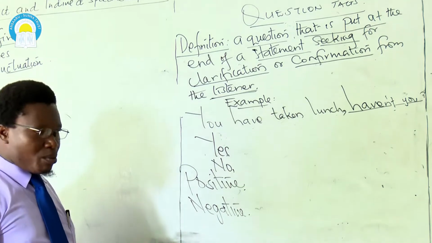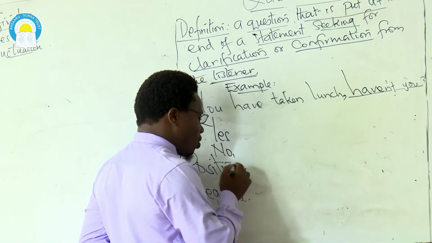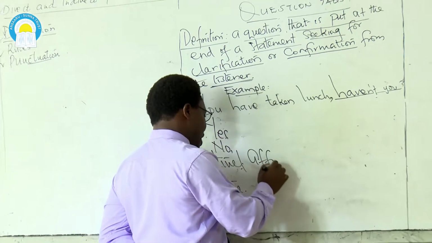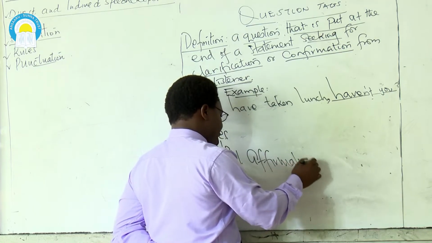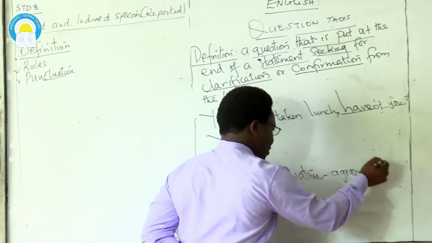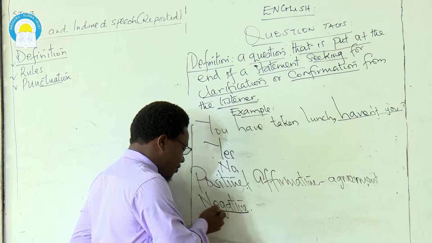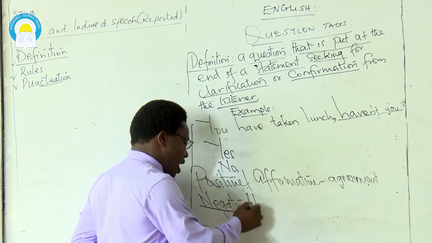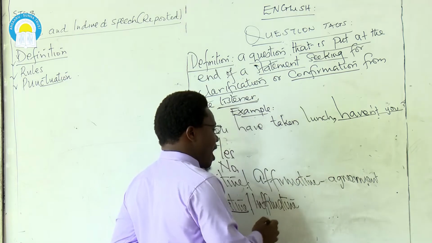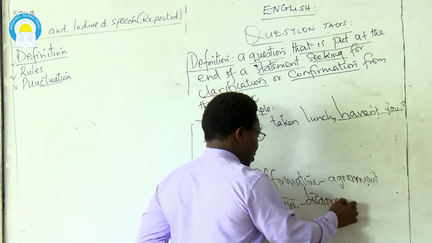In very simple and clear language, a positive sentence is also referred to as an affirmative sentence. These are sentences expressing agreement. However, negative sentences, which are also referred to as negative, are sentences expressing disagreement.